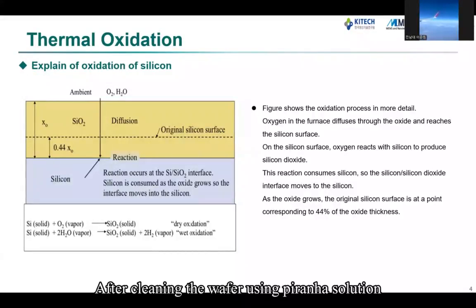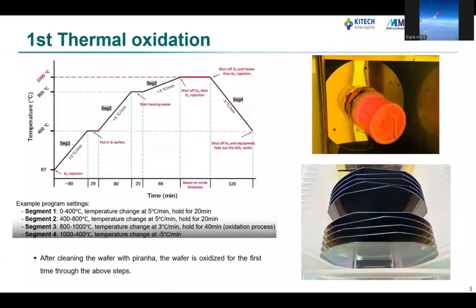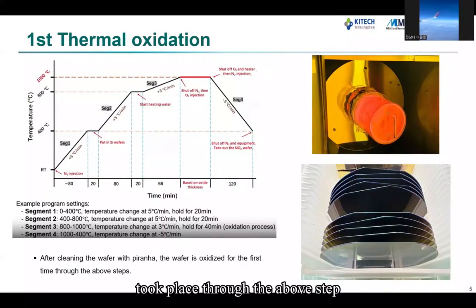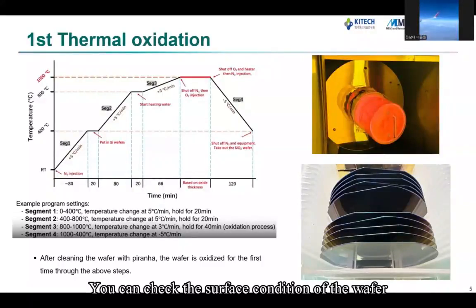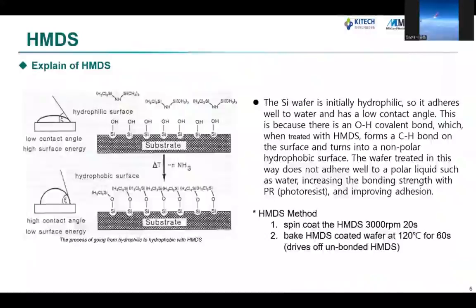After cleaning the wafer using piranha solution, the process was followed. After that, the process of oxidizing the wafer for the first time took place through the above step. You can check the surface condition of the wafer after the oxidation process through the photo during the process and the result photo on the right.